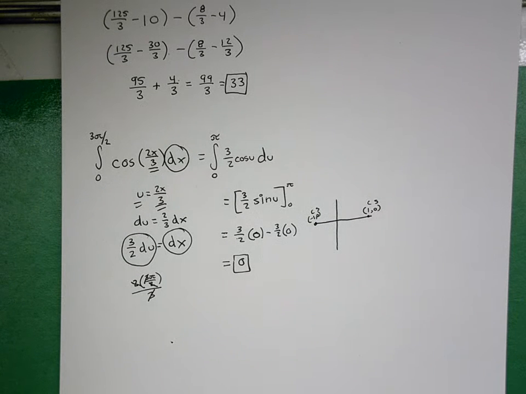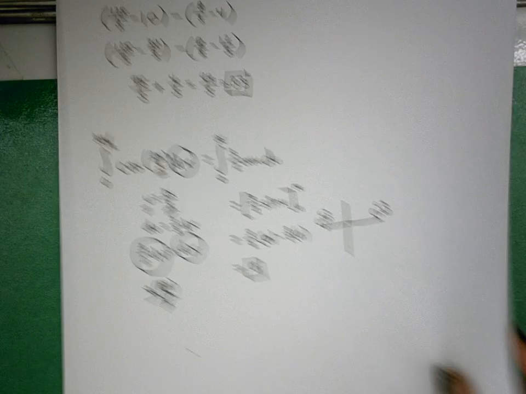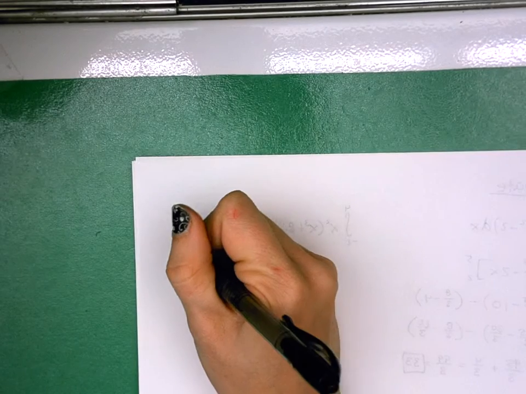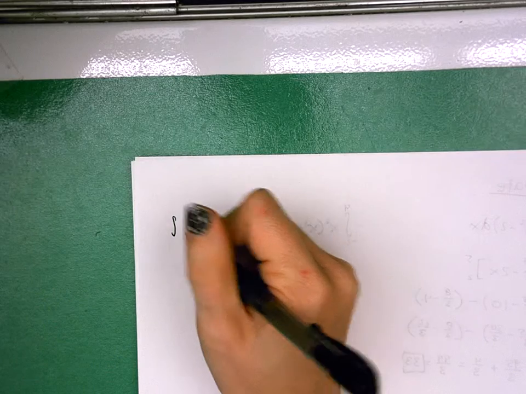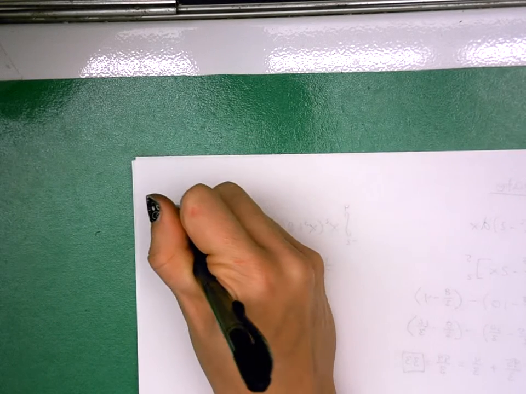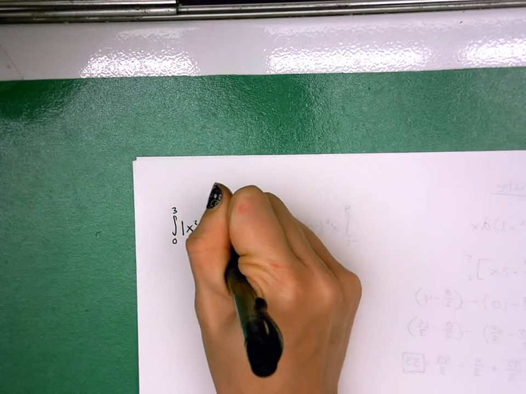And let's go ahead and do an absolute value then. We have the integral from 0 to 3 of the absolute value of x squared minus 4 dx.